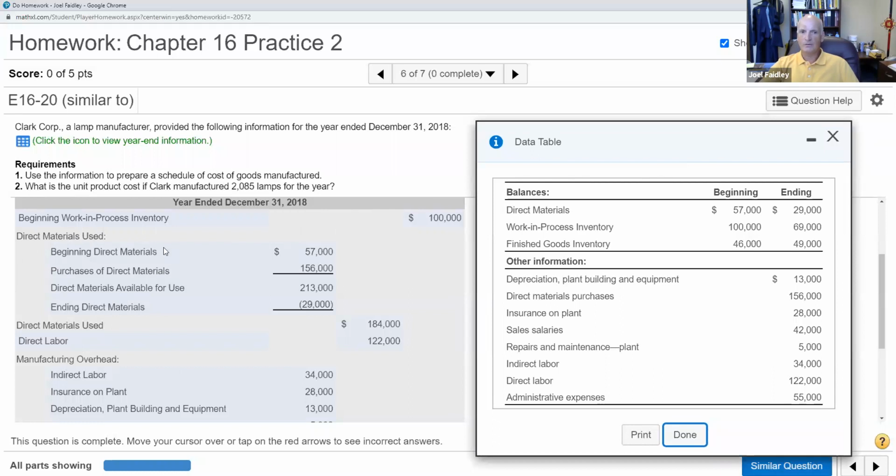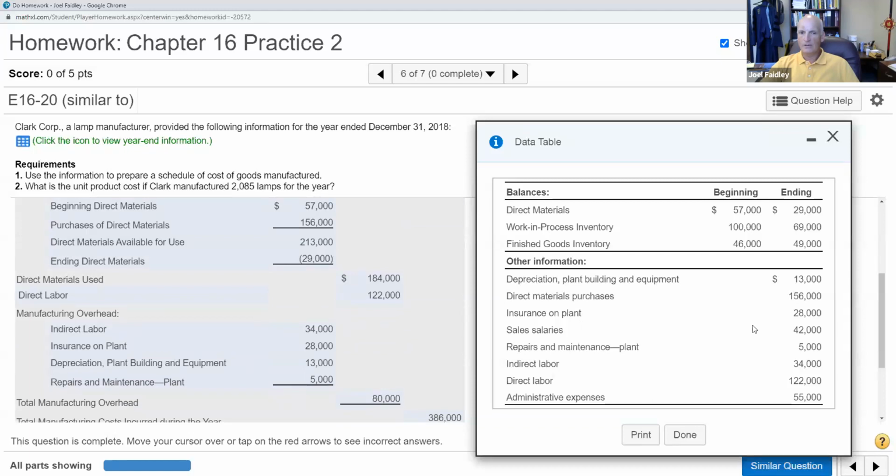So direct materials, first of all, 57,000. There's beginning inventory, plus purchases, materials available, ending inventory, all that's given, gives me 184,000. Then the direct labor, right? Material, labor, and overhead, the big three. 184,000, 122, and then my manufacturing overhead, those are all listed there: 34,000 for indirect labor, $28,000 for insurance, $13,000 depreciation, and $5,000 repairs and maintenance. So what are they left off? Sales salaries, that's SG&A. That's not a part of this. Administrative, so those two are left off. That's not part of overhead. It's got to be manufacturing related.